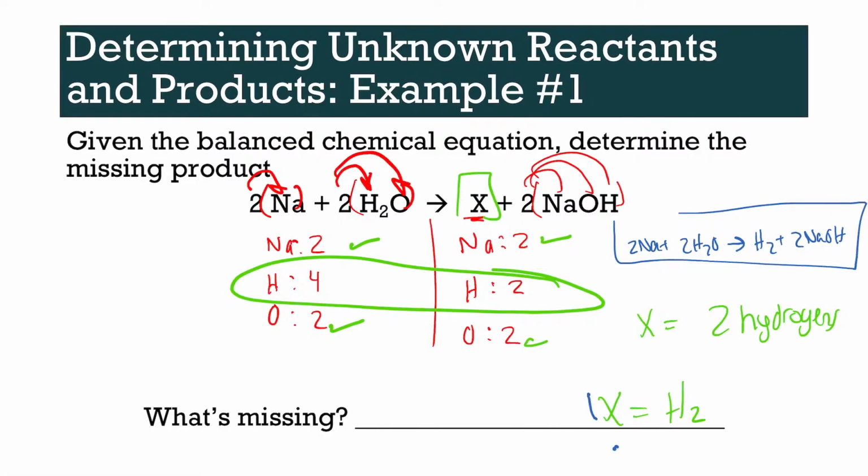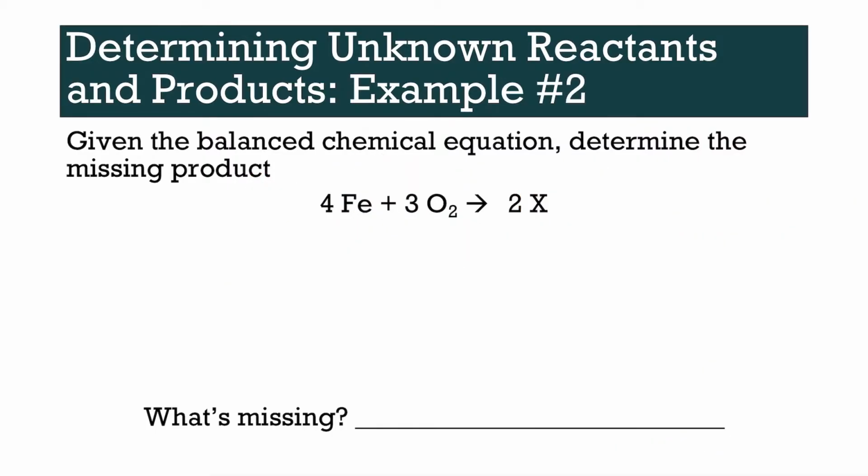Now, x means there's one of them. That's the coefficient. We just have to make a compound using those things. So x will give you the pieces that the compound needs to be made out of. We need to make a compound out of 2 H's, and so that is H2. Okay, so let's try another one.